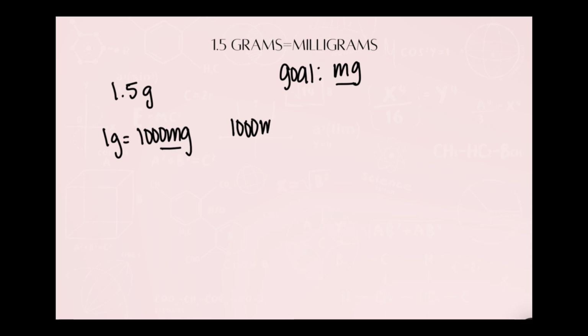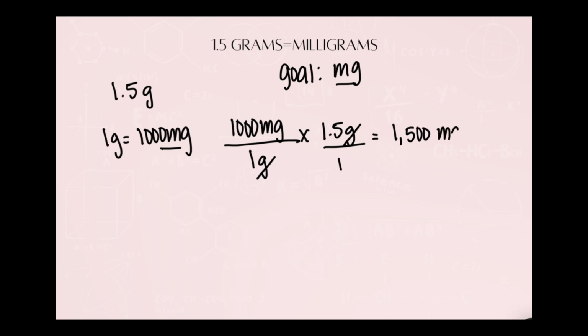So we need to start with what we're looking for. If we're looking for milligrams, I'm going to put it first and I'm going to put it on the top. So I'll use my conversion. And then I have grams at the bottom, so I need grams at the top. So I'll use my 1.5 grams. Everything is now gone except for milligrams. I will multiply across the top, multiply across the bottom, and divide.